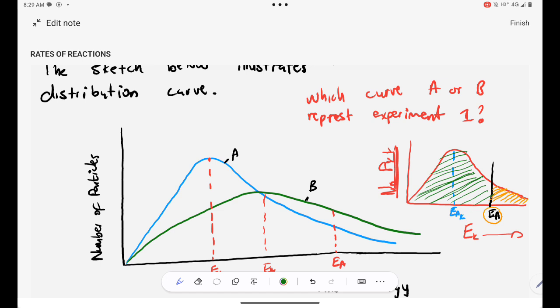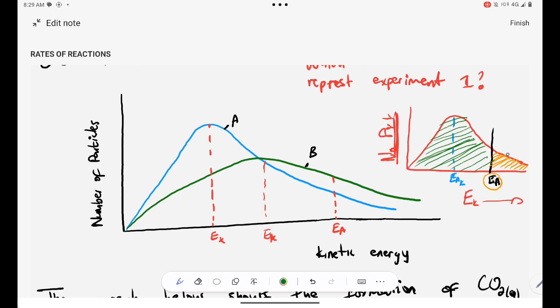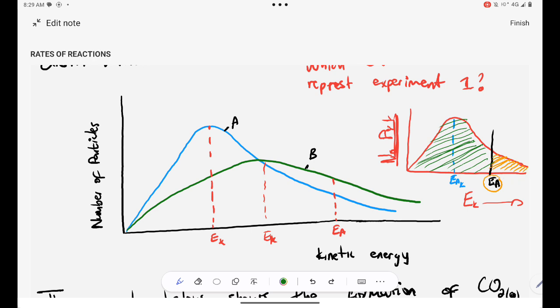The only particles that will form products are these ones over there, because they have a kinetic energy that is greater than the activation energy. Remember, guys, I said that one of the conditions for effective collisions is that the particles should always have kinetic energy that is greater than the activation energy. So that will happen over there.